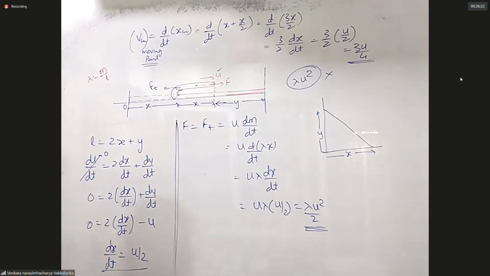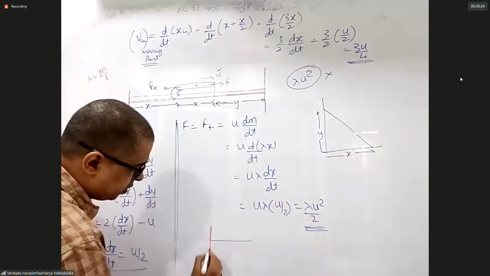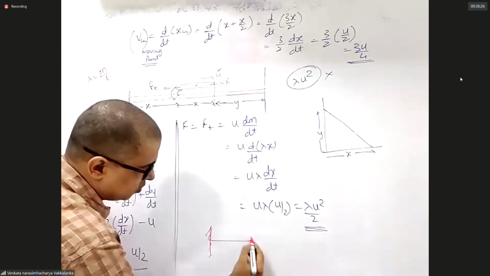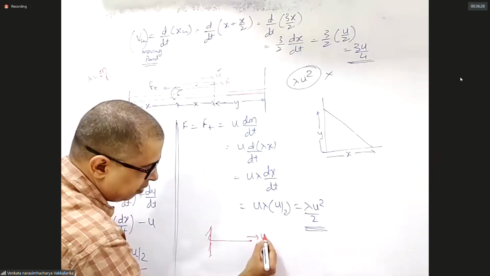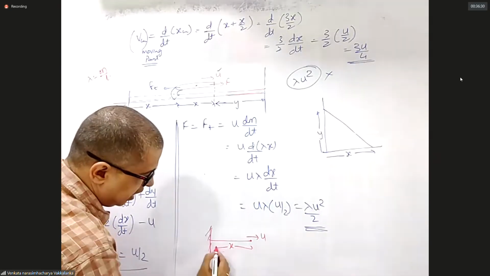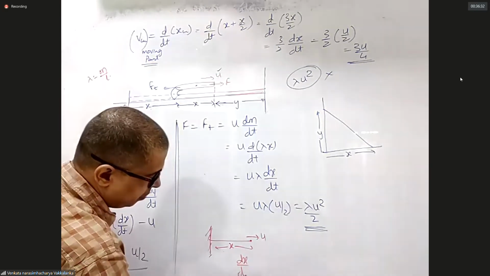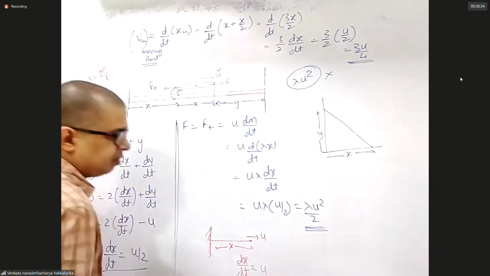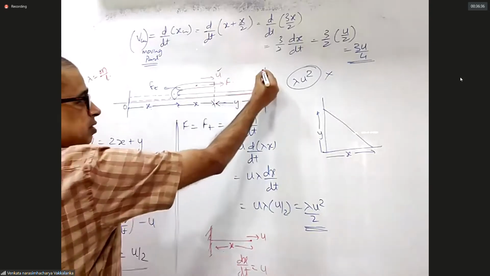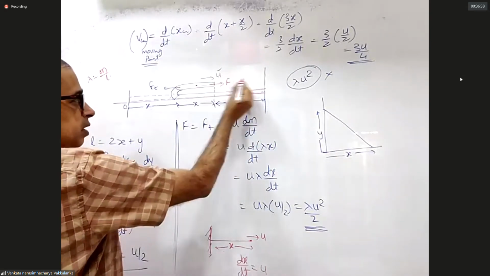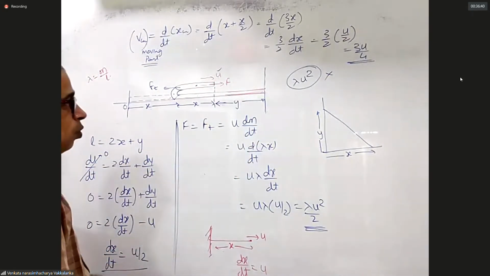But then the question says... this is fixed. If this end is moving to the right with the velocity of u, this is x. dx by dt will be u, right? That's what we use here. This end is fixed. This is not moving. So dy by dt will be u.